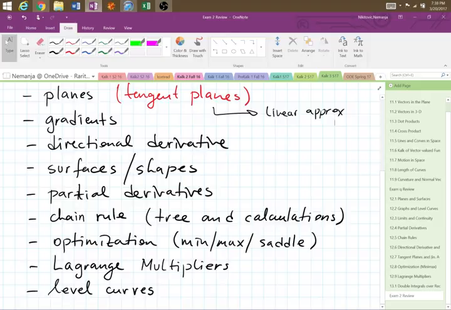Gradient is the vector of partial derivatives, equation for the plane, equation for the D, right, min max, equation for Lagrange, right, del F equals lambda del G. So chain rule is a procedure, it's not a formula. You have to create the formula using the tree, and then you take all the derivatives and work it out.